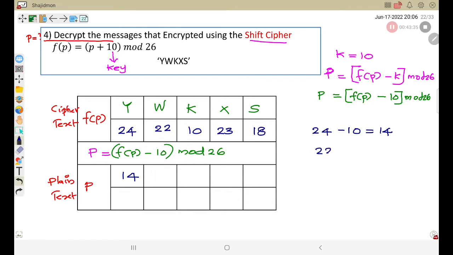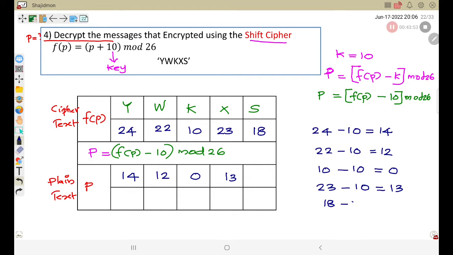Second number, 22 minus 10, is 12. We can write 12 here. Third one, 10. 10 minus 10 is 0. We can write 0 here. Now 23. 23 minus 10 is 13. We can write 13 here. Now 18 minus 10. 18 minus 10 means 8. We can write 8 here.